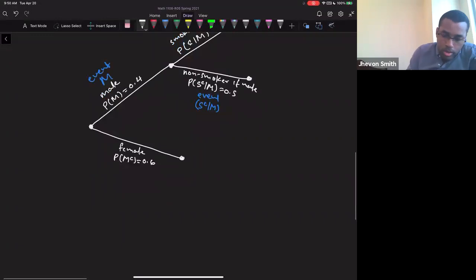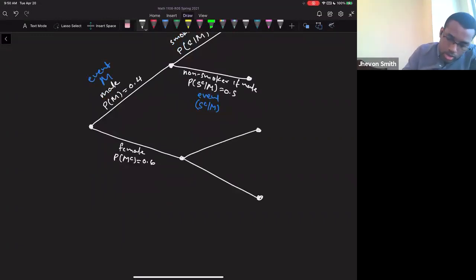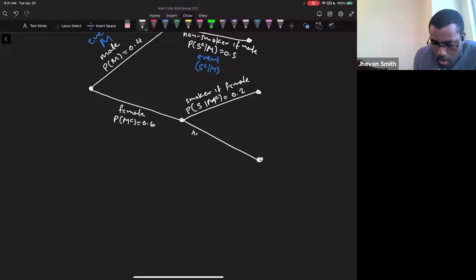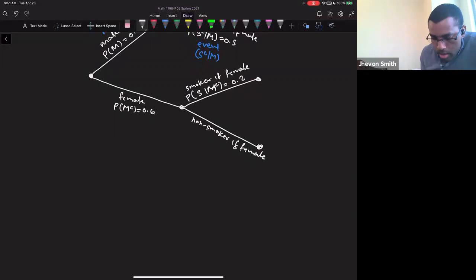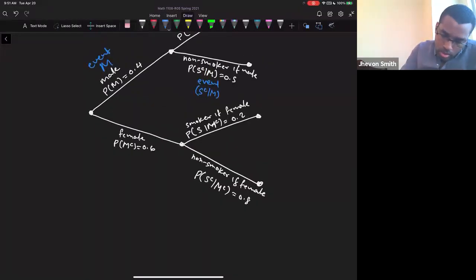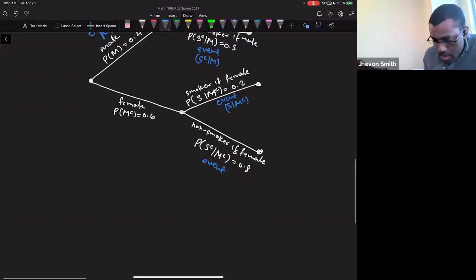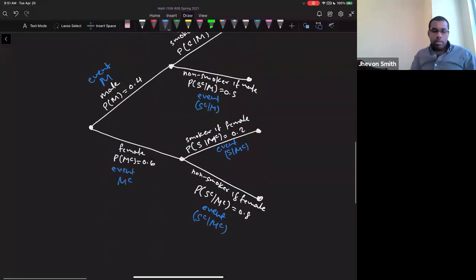Okay. Now for females, we could do the same thing. This will branch off here and here. So there's a possibility that you're a smoker if female, right? So that is the probability, given that you're not a male. What is the probability that you're a smoker? Well, we know that's 20%. And we have non-smoker if female. So that is the probability that you don't smoke, given that you're not a male. That's 80%. So this here is the event S given M complement. This here is the event S complement given M complement. This here is the event male complement, right? Or female.